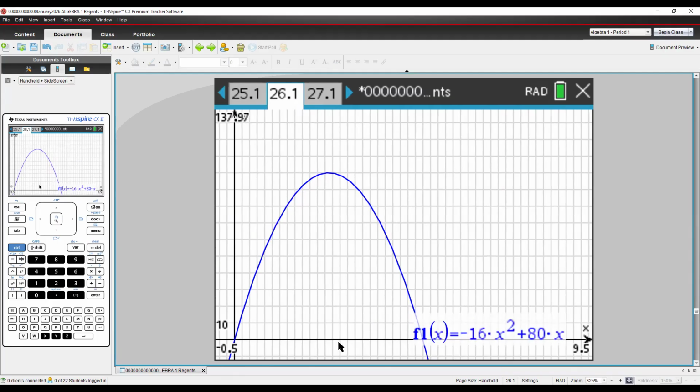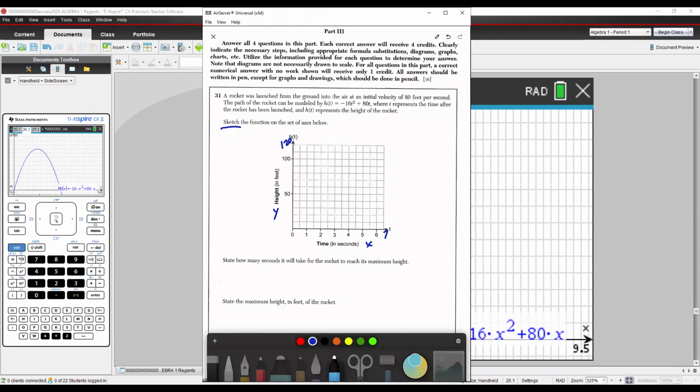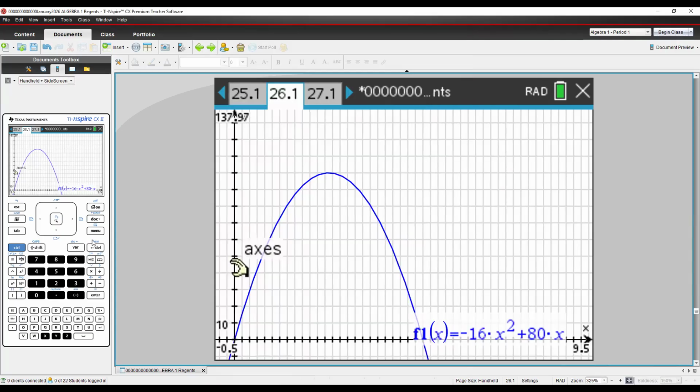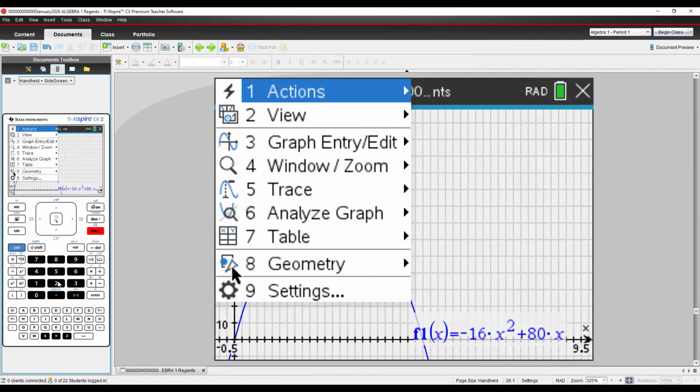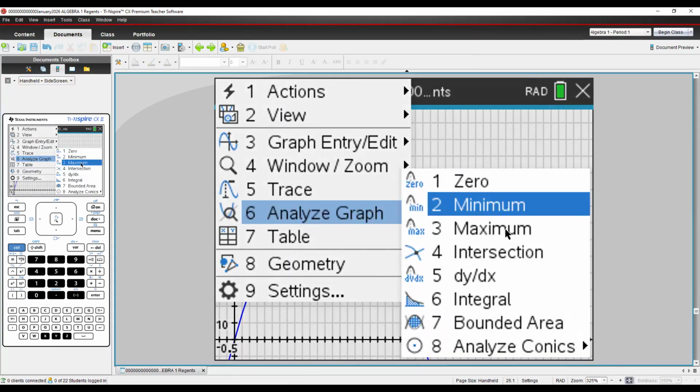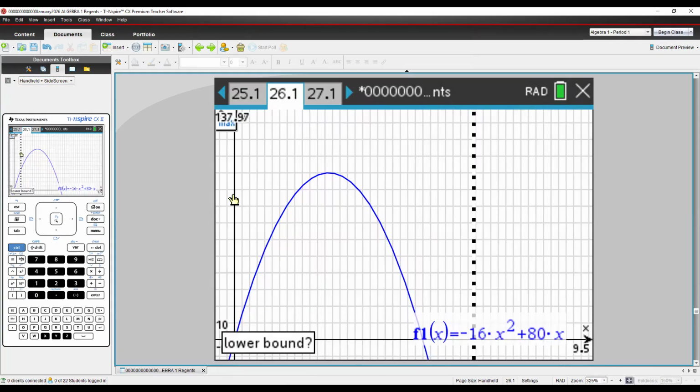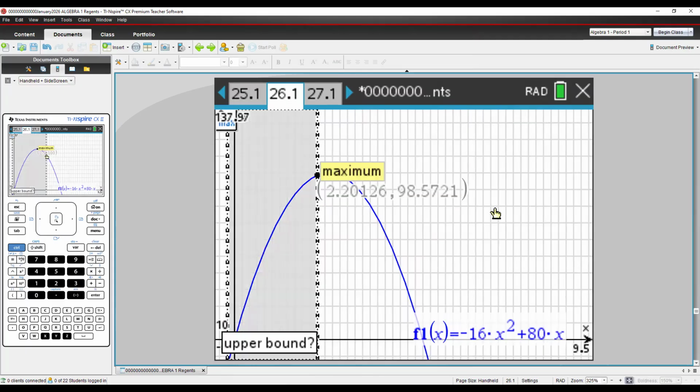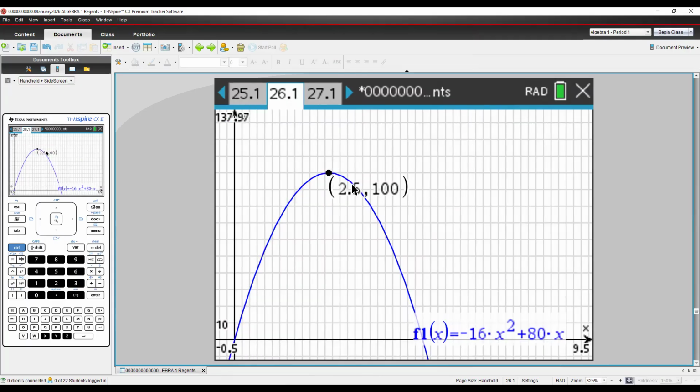And what they want to know, let's go to the questions. They want to know how many seconds it will take to reach its maximum and what's the maximum height. So basically they want the vertex. So that's what I'm going to do. I'm going to go menu, analyze the graph, and I want the maximum. So I'm going to start on the left and pull it all the way to the right and it'll find the maximum. It's telling me that the maximum occurs at 2.5, 100.